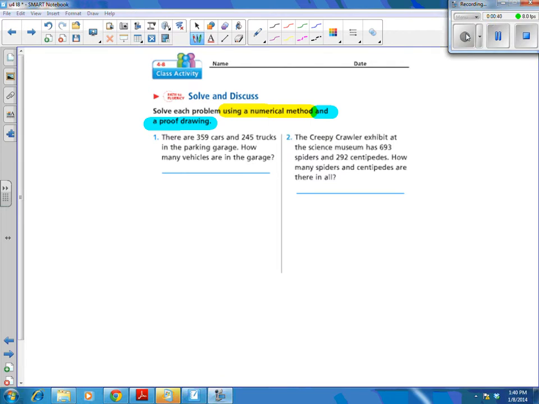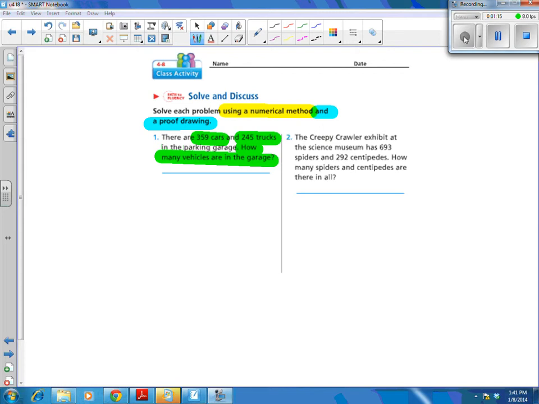All right, there are 359 cars and 245 trucks in the parking garage. How many vehicles are in the garage? First thing I'm going to do is pick out my important information. So I've got my highlighter. There are 359 cars and 245 trucks in the parking garage. How many vehicles are in the parking garage? So what I need to know is how many cars and trucks all together.